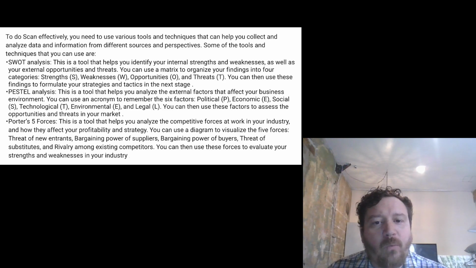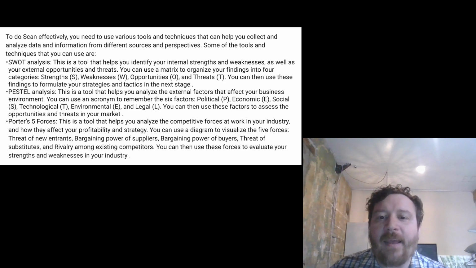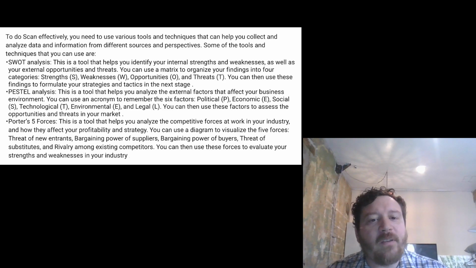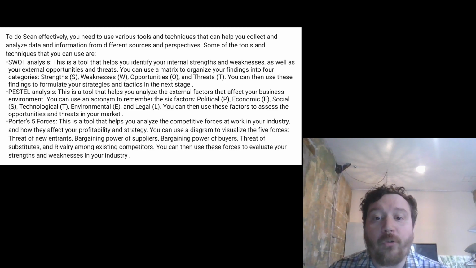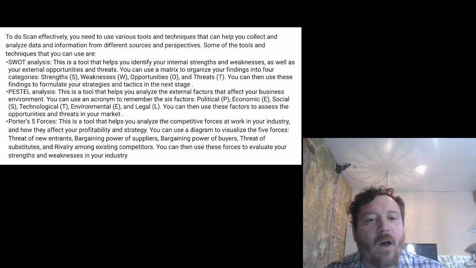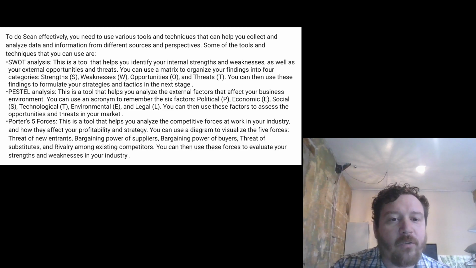Weaknesses. We have a limited range of services that focus only on AI algorithms. We have a high dependency on our core team members who are difficult to replace. We also have a high cost structure that reduces our profit margins.